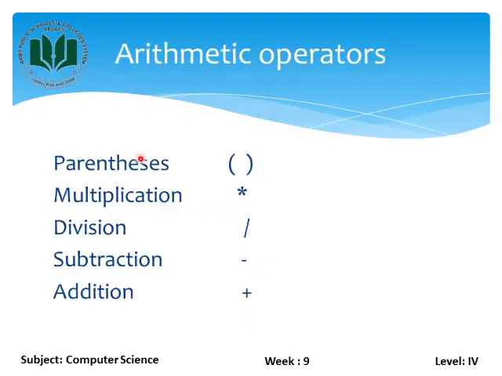Arithmetic operators. There are some different operators for calculation. Number 1 is parenthesis. Number 2 is multiplication. Number 3 is division. Number 4 is subtraction. Number 5 is addition.